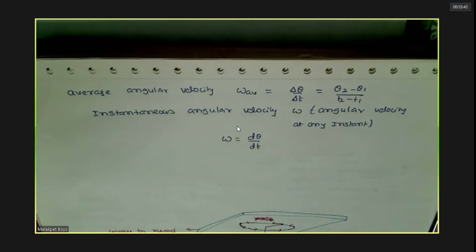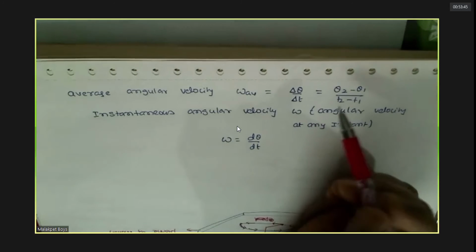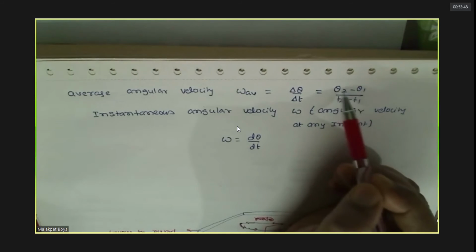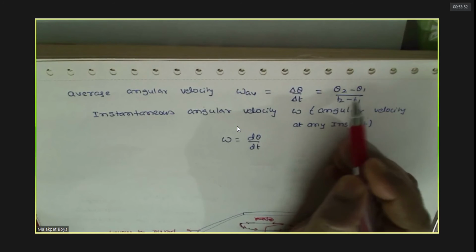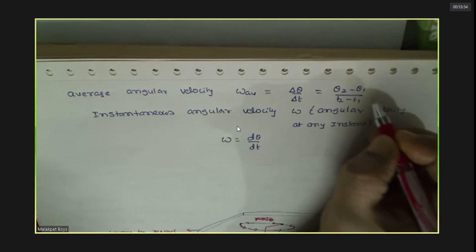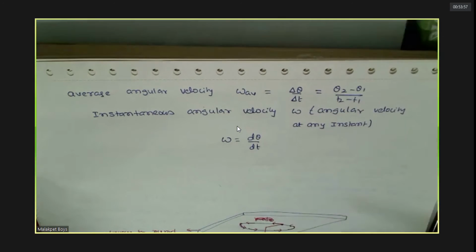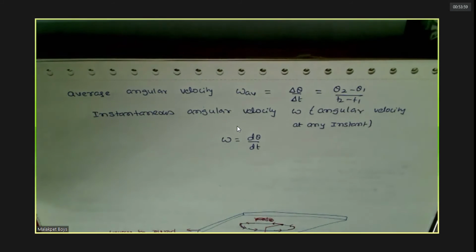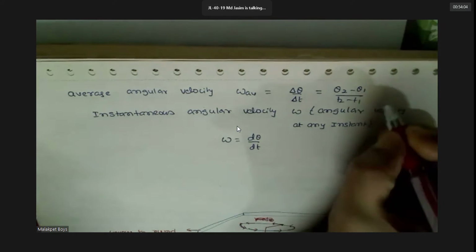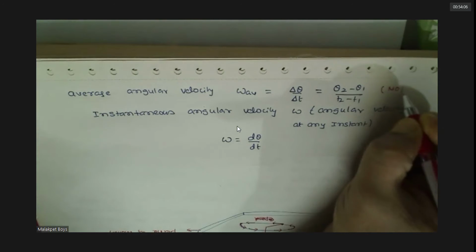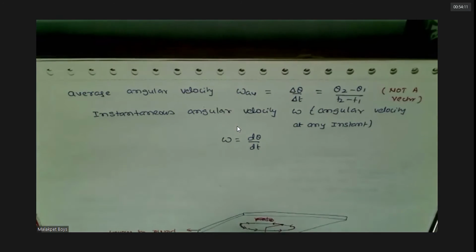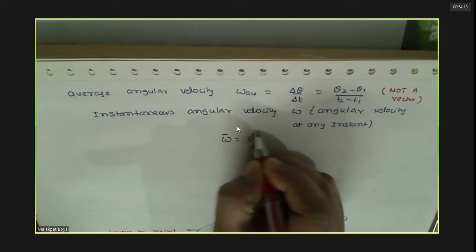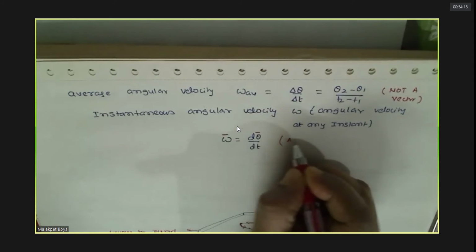Now the fundamental difference is, see, this is theta 2 minus theta 1. That means these are not small, no? That means average angular velocity is not a vector. Followed? Yes, sir. This is a vector. Understood? Because it's very small, no?